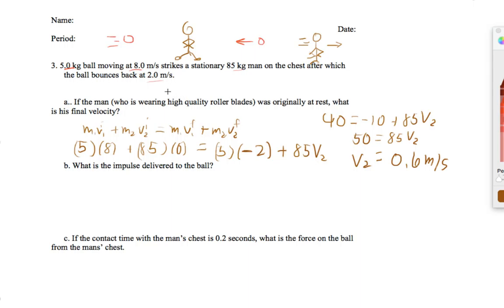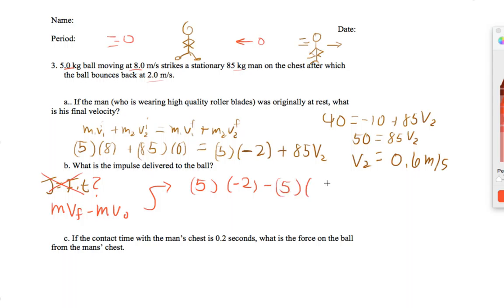Now, the impulse delivered to the ball, if you look up the definition of impulse, is force times time. And this is not going to be helpful to us. Is this the right formula? It is, but it's not useful here. The other formula for impulse is the change in momentum. So let's calculate it that way. That's going to be 5 times v final, which is negative 2, minus 5 times 8. So we end up getting negative 50, and the units are Newton seconds of impulse.